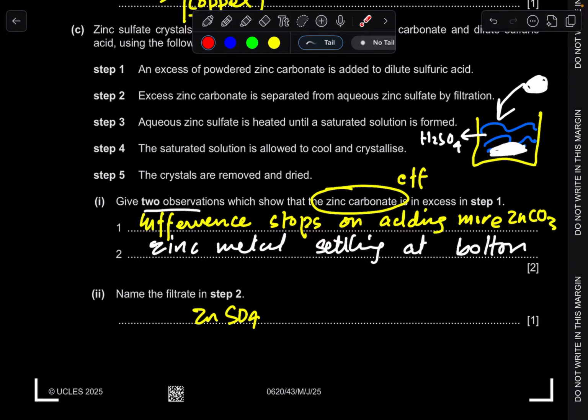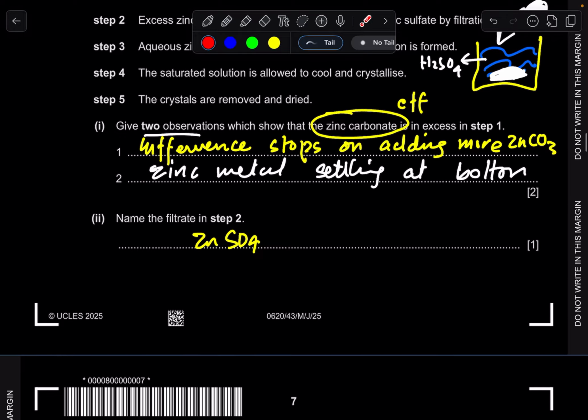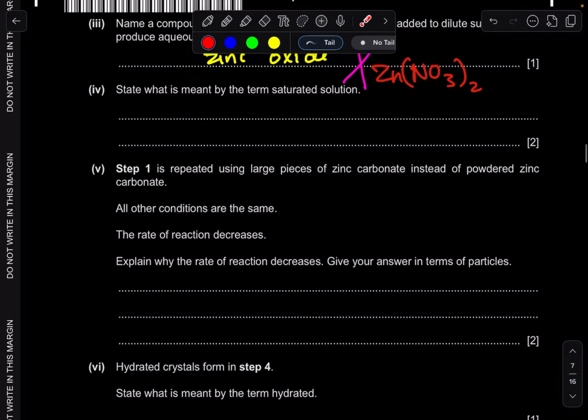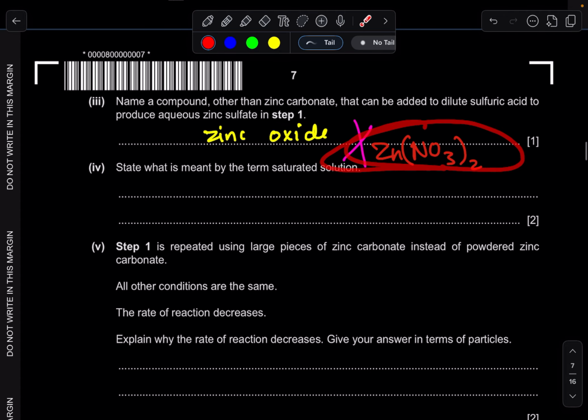If it dissolves, we're gone. Our salt is going to be contaminated by zinc nitrate. We're not going to form zinc. We are going to form zinc sulfate, but that's going to be extremely contaminated by zinc nitrate, which we don't want. So we cannot use anything that's soluble.